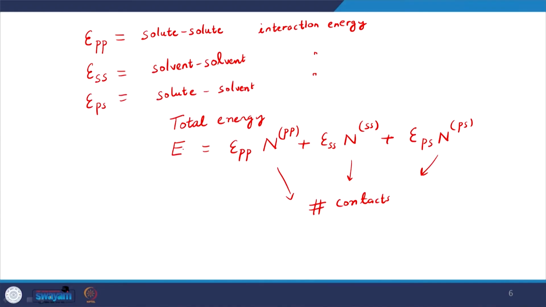Now, there are 2 points here. The first point is that this is going to be applicable only to a particular configuration, because as soon as the positions of the solute and solvent change, the number of contacts also changes, right, and therefore, we need to say that it is applicable only for a configuration that I call some i, right. So, for that configuration I can define the E i, right.